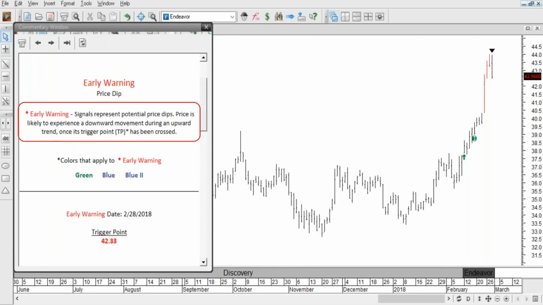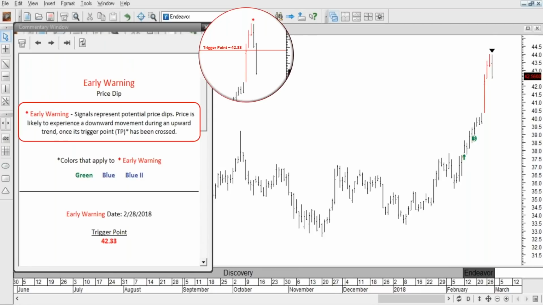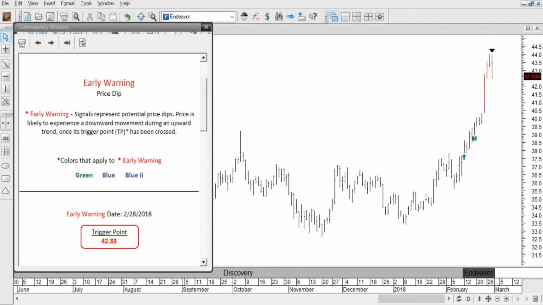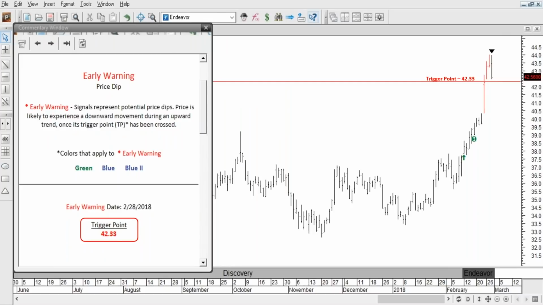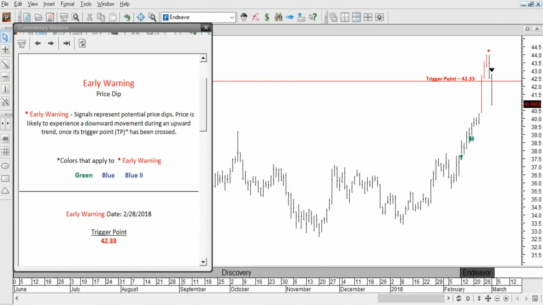Inside, you'll find the definition and the criteria to confirm the signal. Early warning signals only need price to cross the trigger point to be confirmed. The trigger point in this example is 42.33, which I'll label on the chart here with a red line. The next day, price takes out our trigger point, confirming the signal.